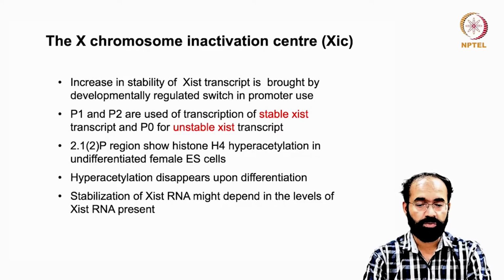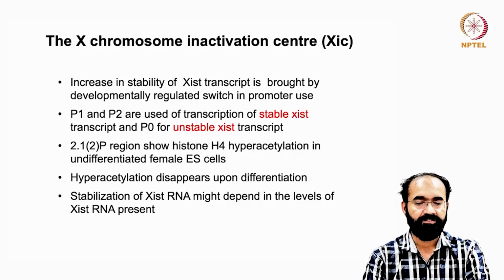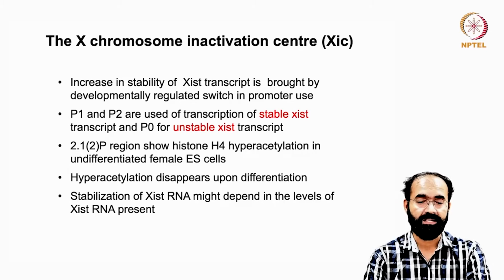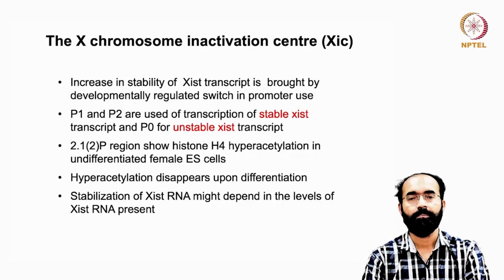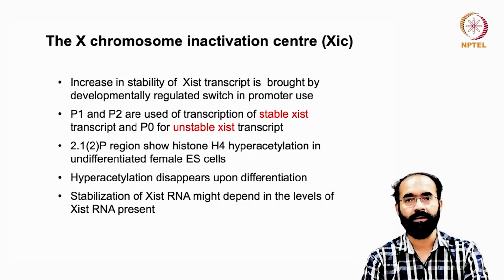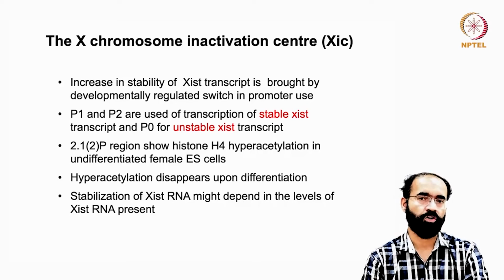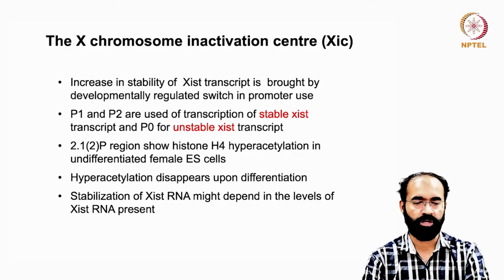The 2.12p region shows H4, meaning histone 4 hyperacetylation, in undifferentiated female embryonic stem cells. So this is a region where the P arm and Q arm are the 2 arms on either side of the centromere of a chromosome.